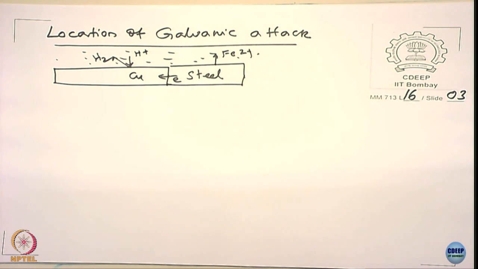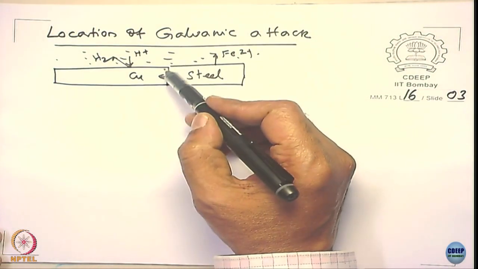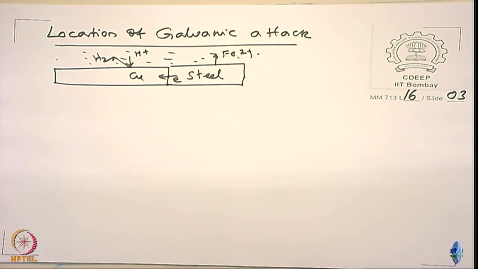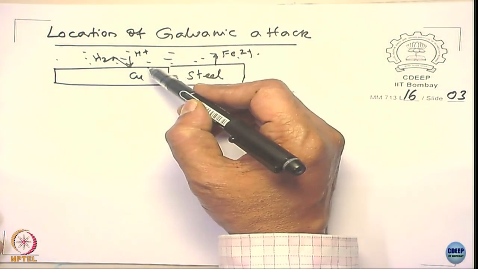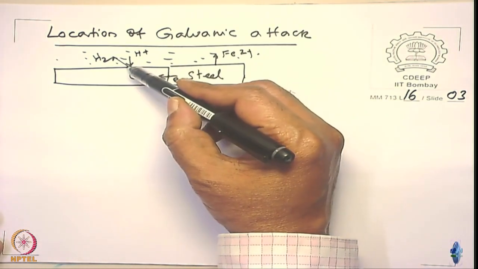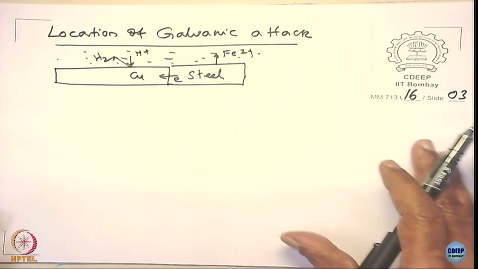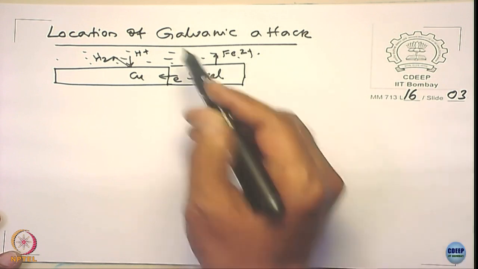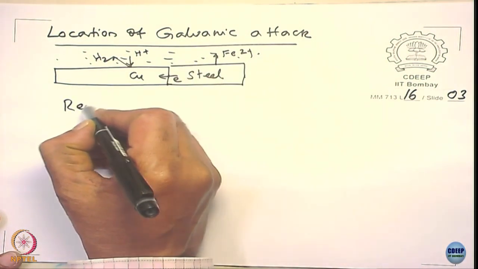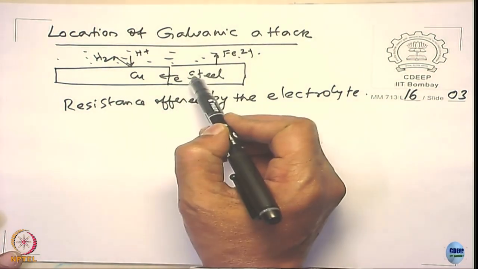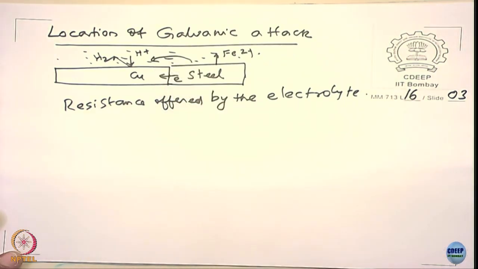Now you tell me, where will the galvanic attack be severe in this case? At the interface, right? The galvanic corrosion will be more severe at the interface. Why is it more severe at the interface? The answer is correct, but why is it more severe? Consider the potential difference between this point and this point; it remains the same, almost independent of that. What more is coming into the picture here? The resistance offered by the electrolyte. So the electrons flow this way and current flows in the electrolyte.